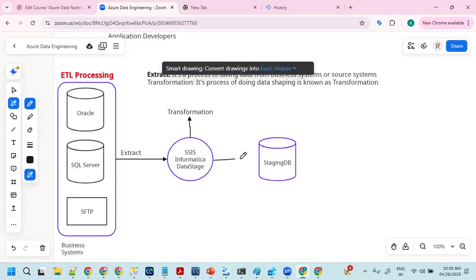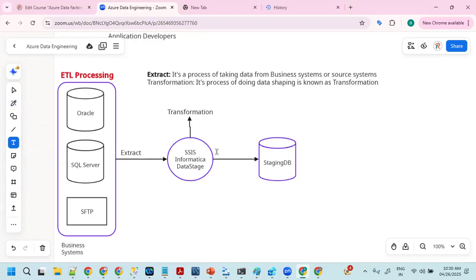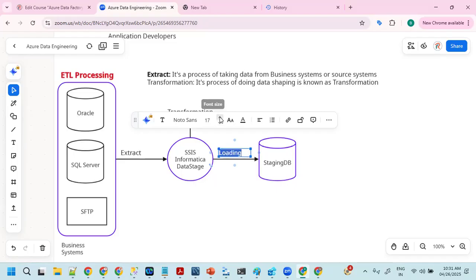So why do we need to have a staging database? Maybe if you have some experience with traditional ETL tools, then you may have an idea. The same concept we are going to use in data engineering. We need to stage the data for some reason. I'll talk about what the reasons are. The process of feeding the data into this staging database or staging system, we can call it loading.